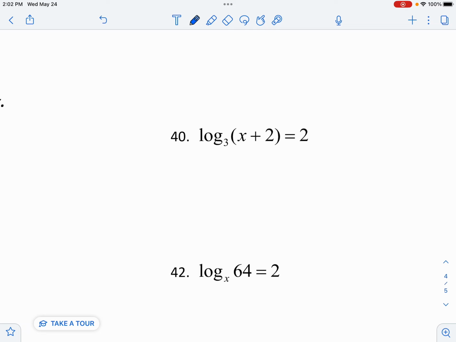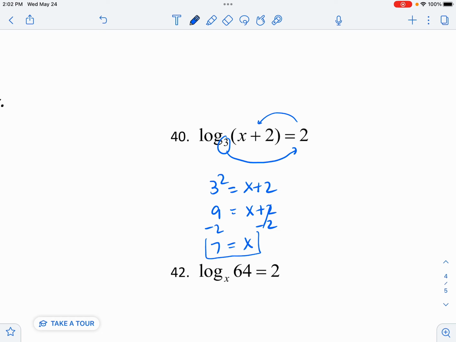All right, number 40. Okay, change to exponential notation, right? So you have 3 to the second equals x plus 2. And then it's just a simple equation that we need to solve. So 9 equals x plus 2. If you subtract 2 from both sides, that's going to give me that x equals 7.